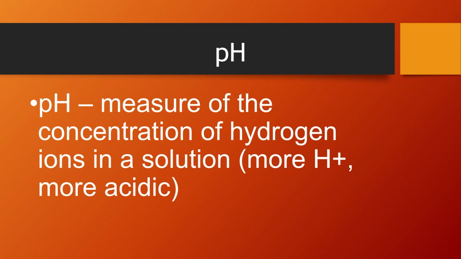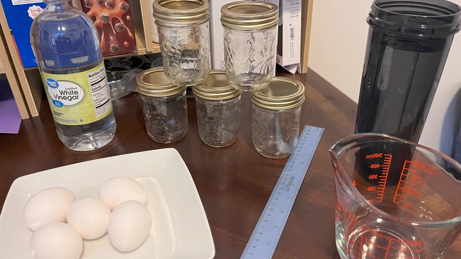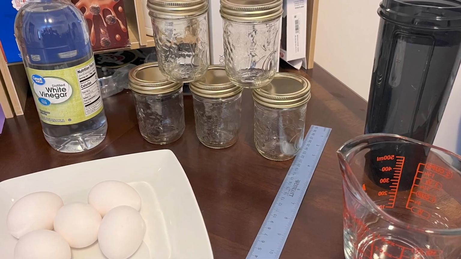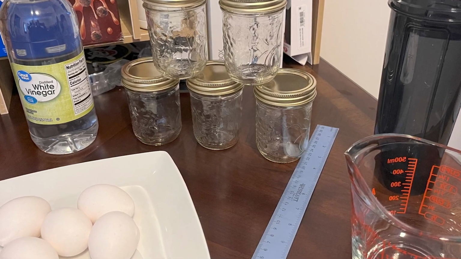pH is the measure of the concentration of hydrogen ions in a solution, and that can be thought of as having more hydrogen means it's more acidic. That'll conclude the vocab portion of this video. Let's get into the actual lab.